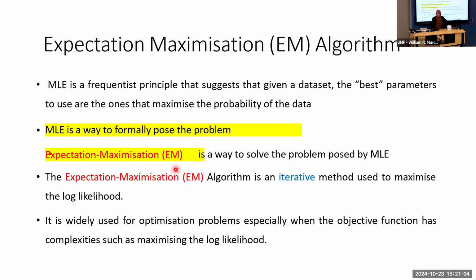The expectation maximization algorithm, as the name mentions, is based on two steps. Step one is expectation. Step two is maximization. We will detail these steps, so don't worry. It alternates between expectation and maximization, so it is an iterative method used to maximize the log likelihood. Is that clear?